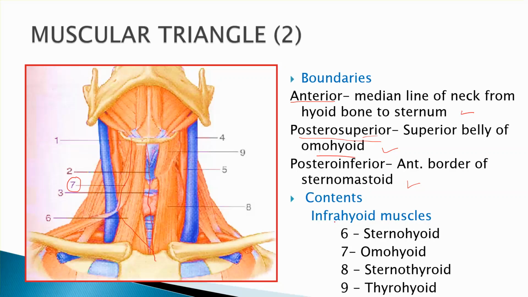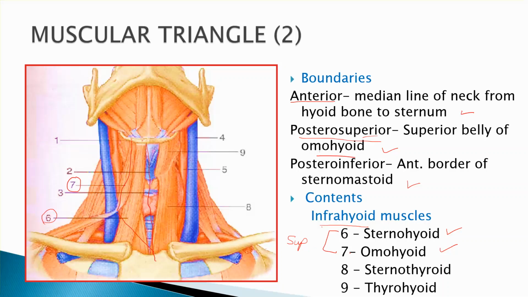The contents are mainly muscles, the infrahyoid muscles. The names are sternohyoid and omohyoid. Number 6 is sternohyoid. It starts from the sternum and is attached to the hyoid bone. Then you have omohyoid. As I already told you, it has two bellies: the superior belly, present in the anterior triangle, and the inferior belly, seen in the posterior triangle. These two muscles are quite superficial.